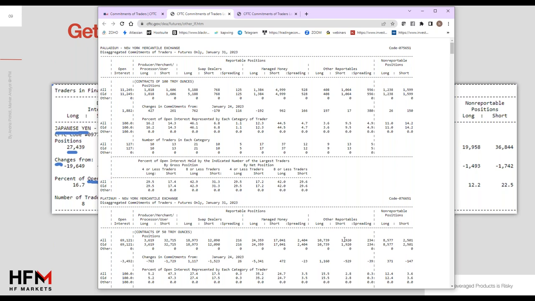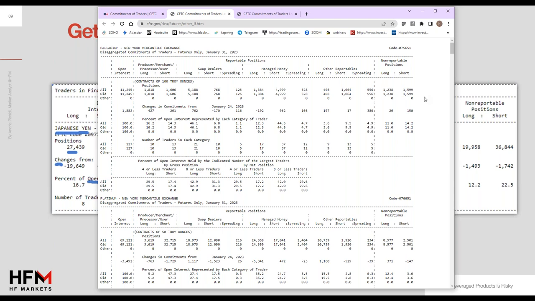Nothing more than that. What I mean by deeper breakdown is that we don't see only commercials and non-commercials. We are seeing an actual breakdown. We are seeing producers, merchants, processors, users. We are seeing swap dealers. We can see managed money, other reportables, non-reportable positions. So we are seeing a wider categorized breakdown of the market participants. The commercials are split into producers, merchants, users, processors, and swap traders. And the non-commercials are split into managed money and other reportables. And we have another category called non-reportable positions.